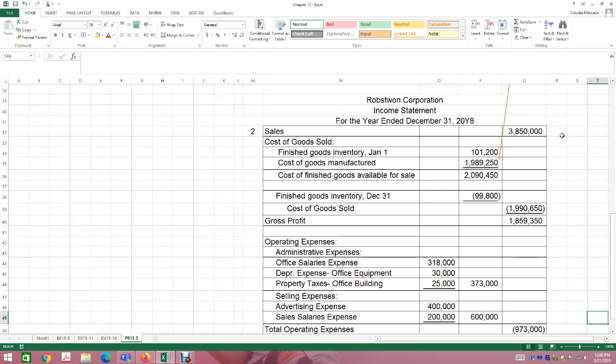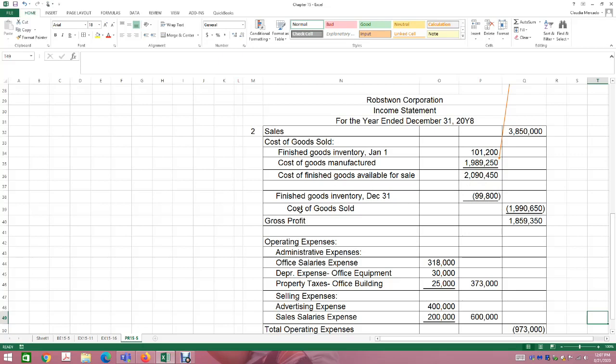You start off with your sales. This is how much you sold the product for. You figure out your cost of goods sold. Remember, you always begin with any beginning inventory from last period. What you spend this period manufacturing gives you your cost of finished goods available for sale. Okay. This is what you have available. Then you have to ask yourself, did I sell every single thing that I manufactured? The answer in this question was no. I still had finished goods at the end of the year that I had not sold of 99,800. So I'm going to deduct those because those were not sold during this year.